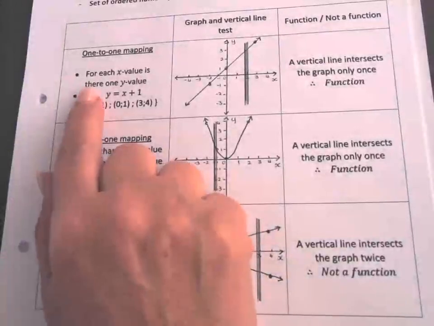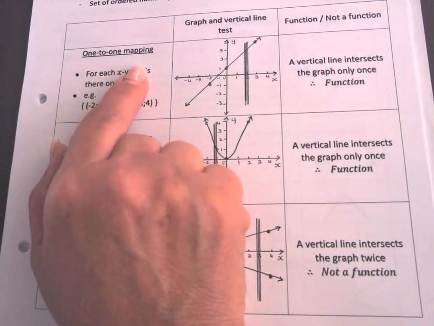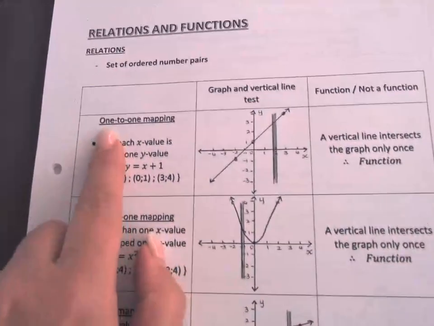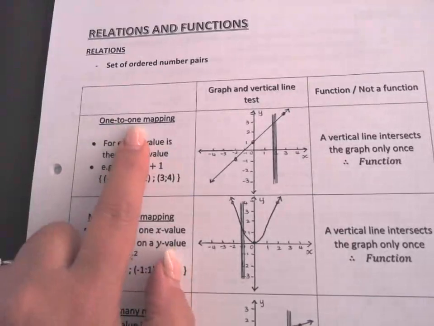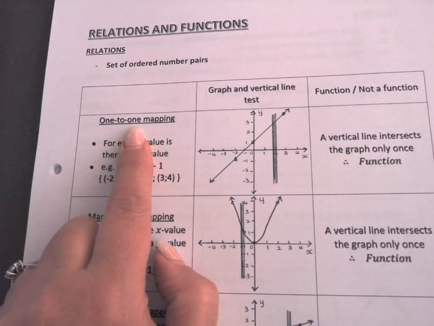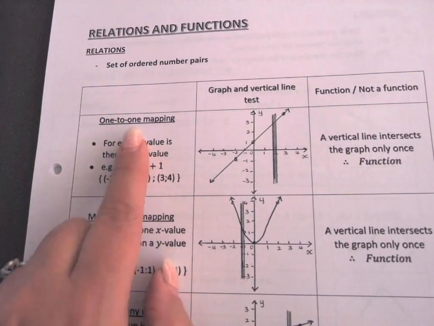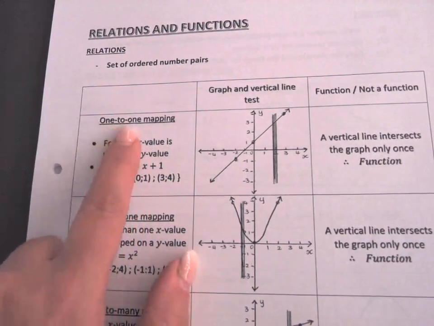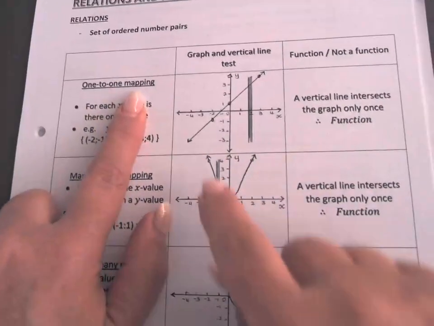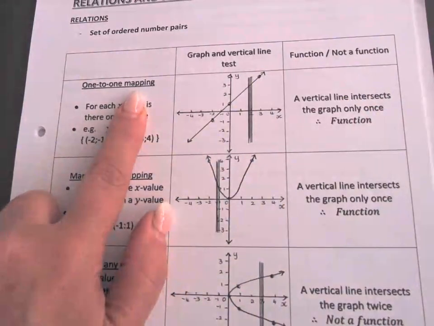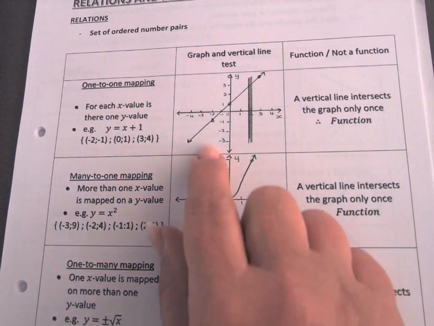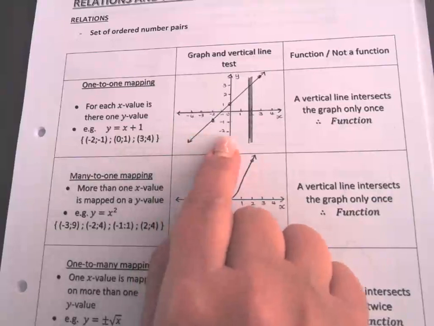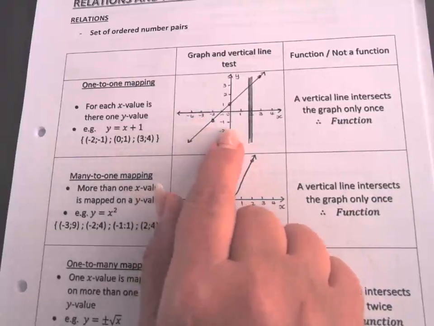If you have a 1-to-1 mapping, it means the first word 1 is associated with x, and the second word after the 2 is associated with y. So we have 1x to 1y mapping. That is typically a straight line. That is a function because we have one value for x and each x has one y value. This x has one y. This x has one y, etc.